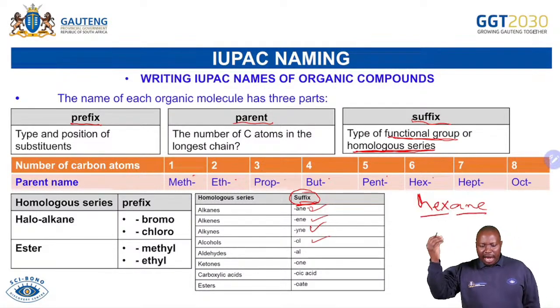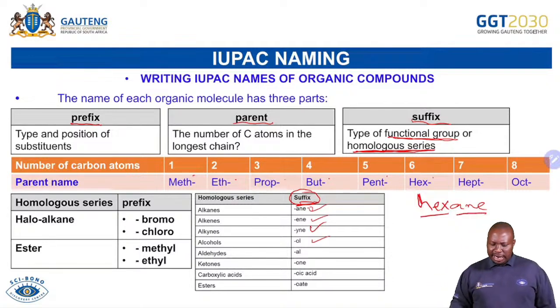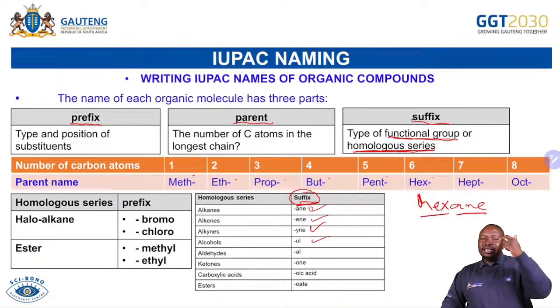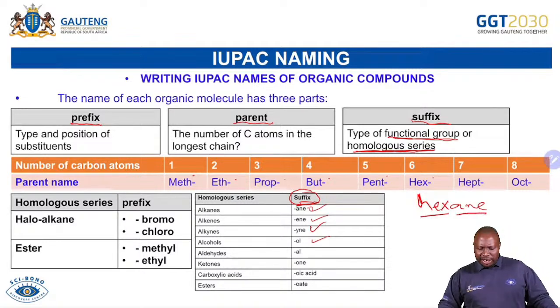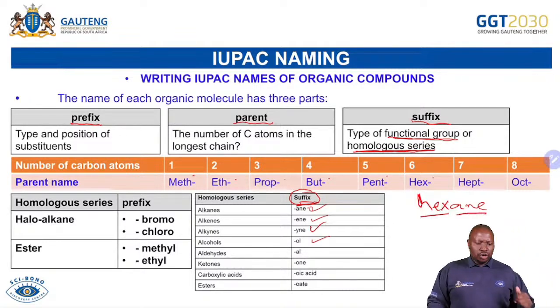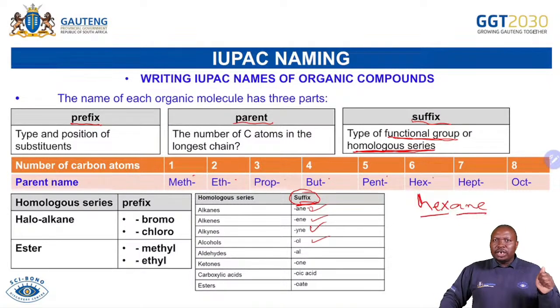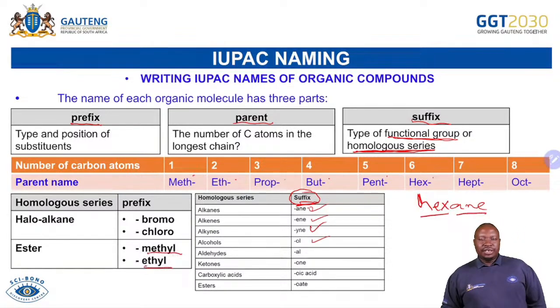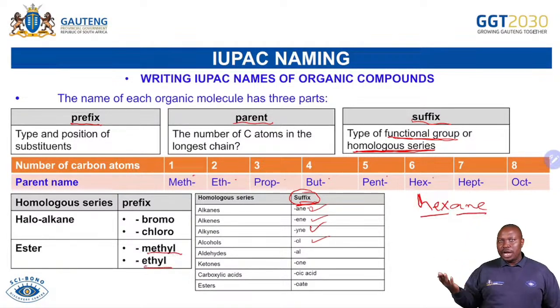Is there any substituent? Now, this is important, learners: in our syllabus, we are dealing with the substituents which are the halogens. Your halogens are your bromo and your chloro. And you've seen in other years that fluoro and iodo might be asked as well. So it's important to know that we can have bromo, chloro, fluoro, and iodine, which is iodo, in terms of our prefix. And then from the other part, we can have our alkyl group, which is your methyl, your ethyl, which are the substituents or the side chains that we are having.